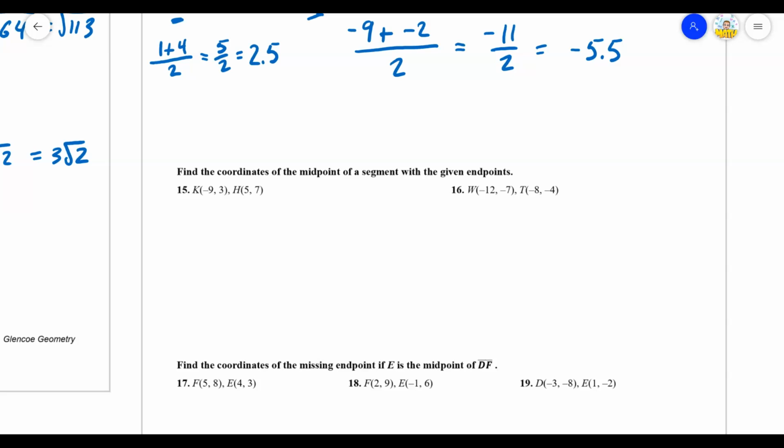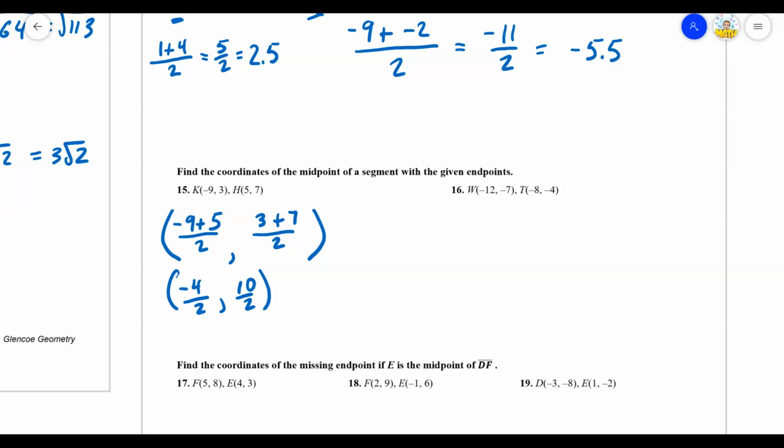So now 15 and 16, we just add a layer to this. We're just doing the same thing for midpoint. We just do it twice. Okay, I have to get an x-coordinate and I have to get a y-coordinate. So to get my x-coordinate, I add the two x-coordinates together, much like what we did with distance, except it's even easier. So I take -9 plus 5 and we divide that by 2. For the y-coordinate, we take 3 plus 7 and we divide by 2. So this is -4 divided by 2, and this is 10 divided by 2. So our midpoint would be, again, this is 2 points in space, so we need two coordinates, -2 and 5.